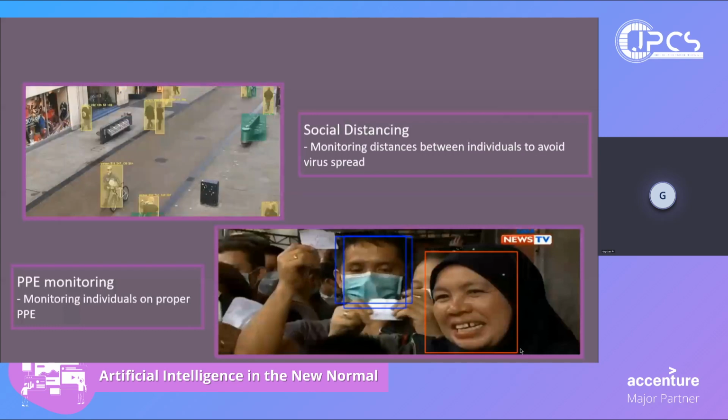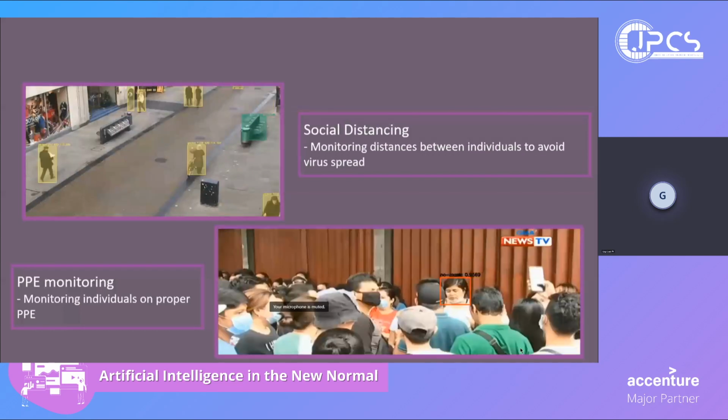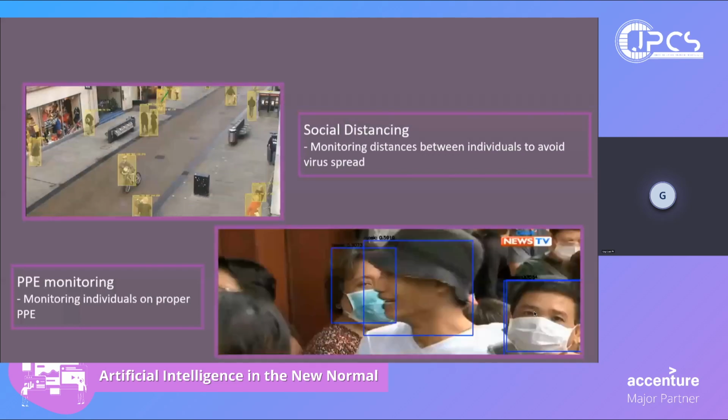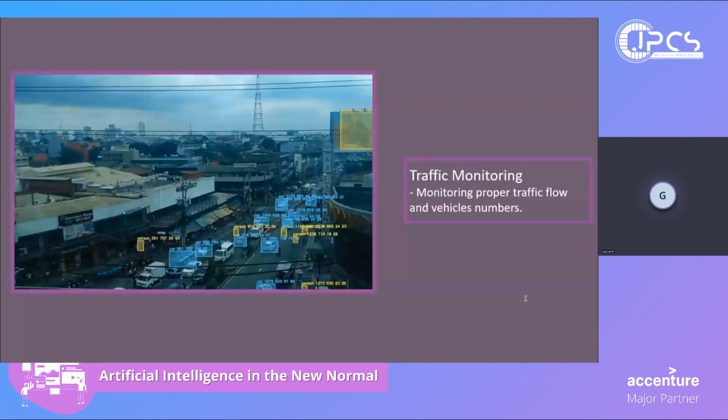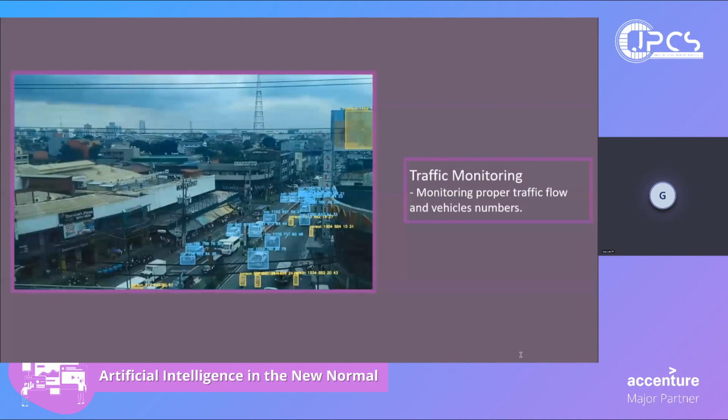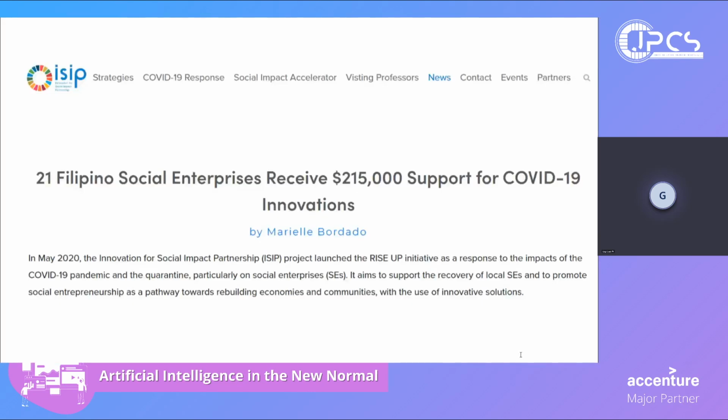So these are technologies that we're trying to push forward as an advocacy in our company and also as a solution in this pandemic. We're looking at it as a key goal for us to help out as an AI company to our community. Right now, Kawili AI actually received a grant from Australia Aid and also from ECP, wherein we are part of the Rise Up initiative, wherein we make innovative solutions for COVID-19.